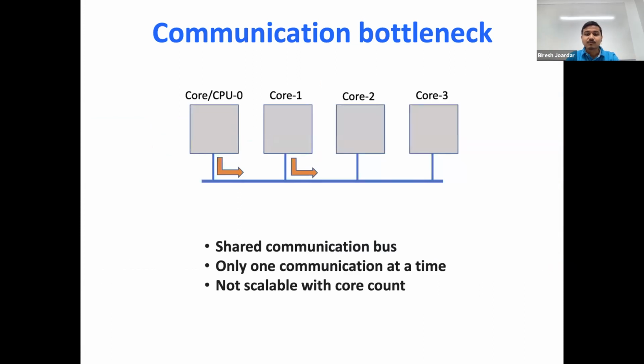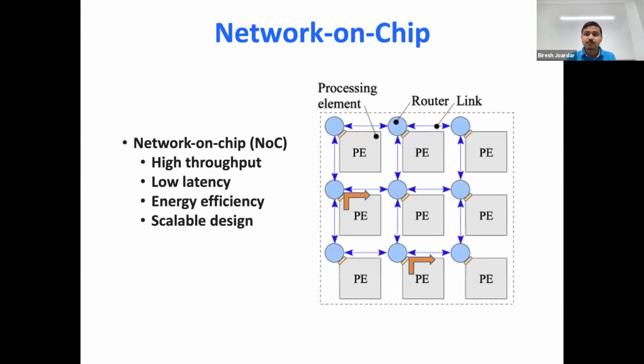One of the problems is that we are using a bus. If you recall, in a bus, we cannot have parallel communication because there will be interference. So one has to be stopped while the other communicates. And this is not scalable with system size. So if I have a manycore system, this will not work. One of the ways we can solve this problem is with the help of a network on chip.